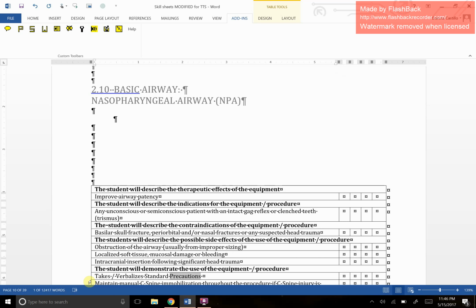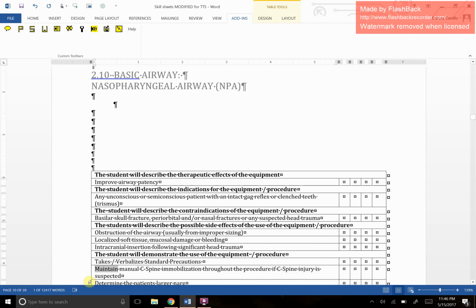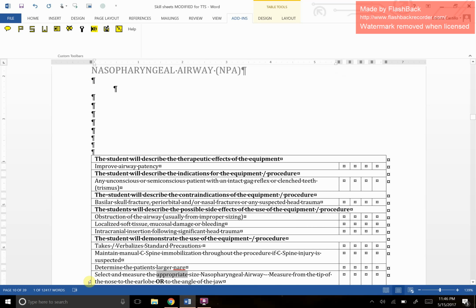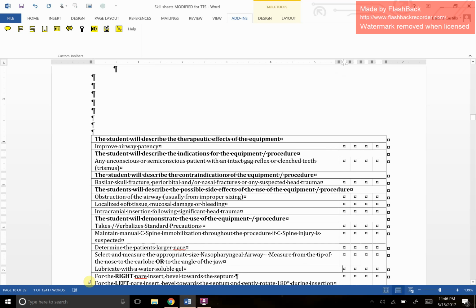Take/verbalize standard precautions. Maintain manual C-spine immobilization throughout the procedure if C-spine injury is suspected. Determine the patient's larger naris. Select and measure the appropriate size nasopharyngeal airway: measure from the tip of the nose to the earlobe or to the angle of the jaw. Lubricate with a water-soluble gel.